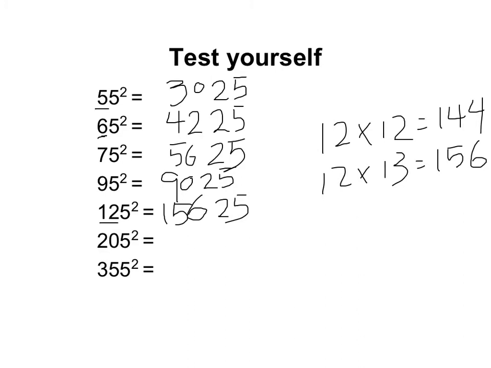How about 205 squared? So we have 25 at the end. 20 times the next number, which is 21. Again, we use the same trick that we used for the 12. So let's do 20 times 20, which is 400. Let's do it in our mind now. So 400 plus one more set of 20. So it's 420.